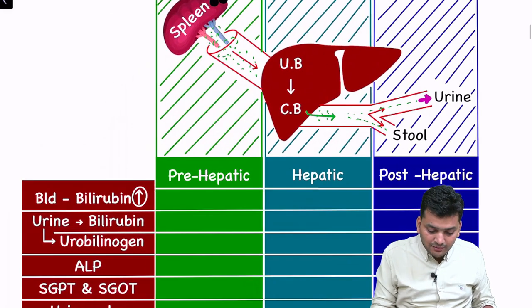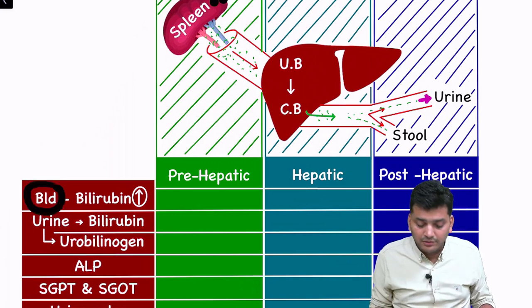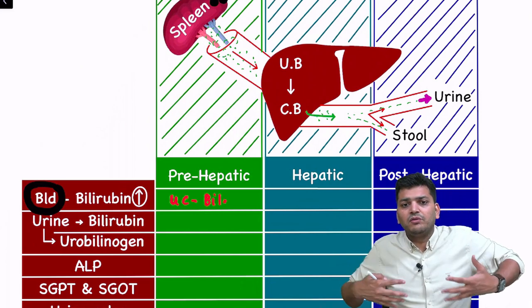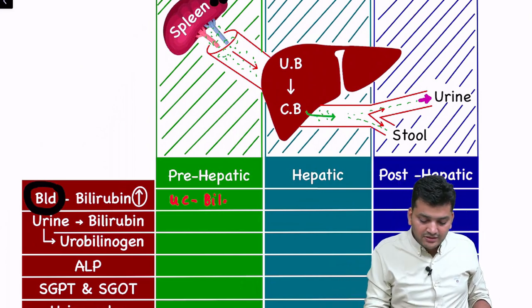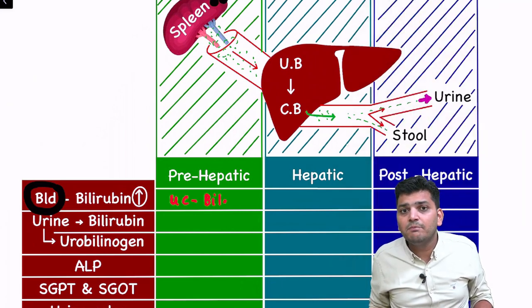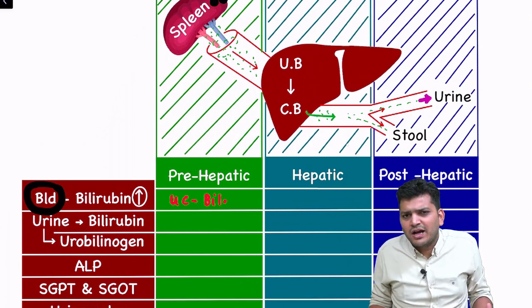Now, in hemolytic anemia, which type of bilirubin is going to increase in the blood? Unconjugated or conjugated? Yes, unconjugated bilirubin will increase. Unconjugated bilirubin will be more. You tell me one answer: can unconjugated bilirubin come in the urine? No. Unconjugated bilirubin can't come in the urine.